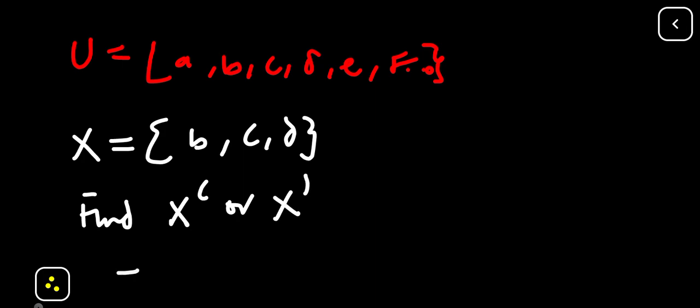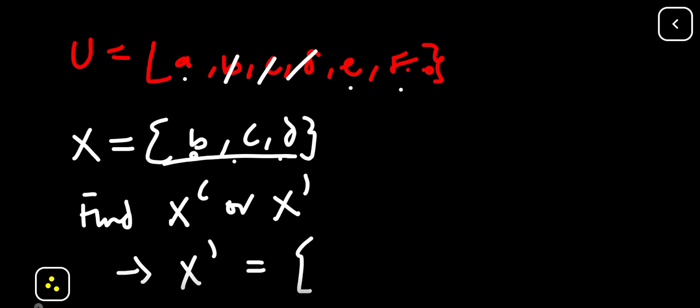So now, for you to be able to find X complement or X prime, you need to understand what the complement is. We already explained that the complement is anything in the universal set that does not belong to that set. So the elements in the universal set that do not belong to this set are A, E, and F, and on like that, because B, C, D are in the set. So X prime or X complement is equal to the ones that are in the universal but not B, C, D. So we have A, we have E, we have F. That is the complement of X.